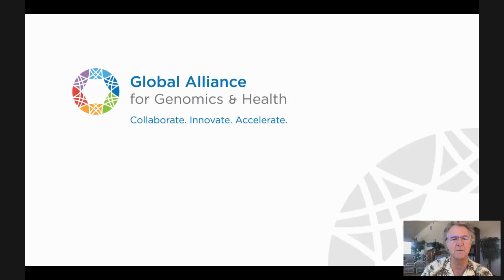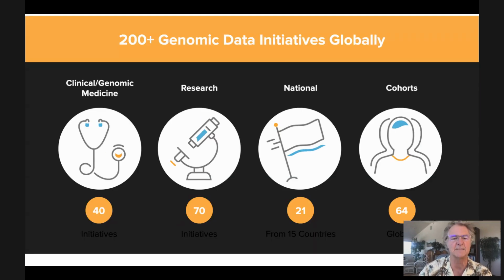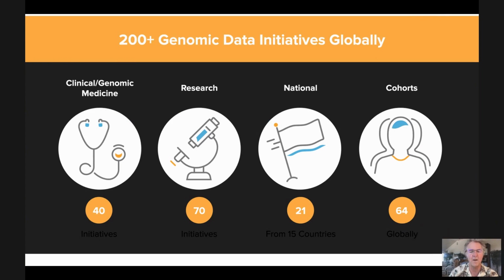I was privileged to be one of the founders of the Global Alliance for Genomics and Health, and they tackled this problem quite directly and are continuing to tackle this problem by creating standards that everyone can use for genomic sharing. Currently, they have quite a number of initiatives that have been pulled under the umbrella of the Global Alliance for Genomics and Health, and are actively using standards and sharing data internationally. These include cohorts as well as research data sets.